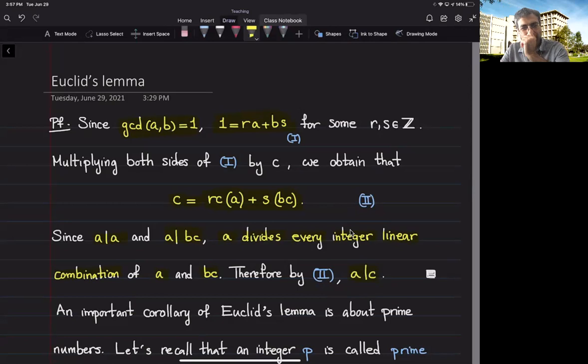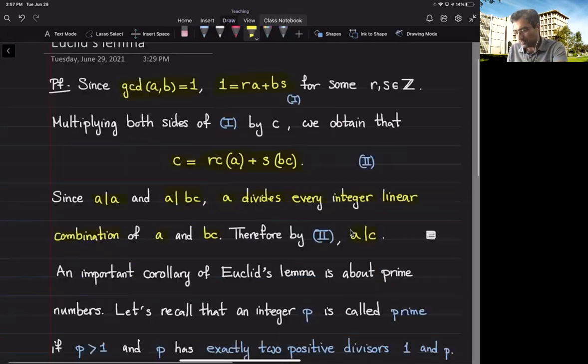The reason that Euclid was interested in this lemma was because he wanted to prove a unique factorization of integers into primes. So let's recall what are prime integers and what are prime numbers.